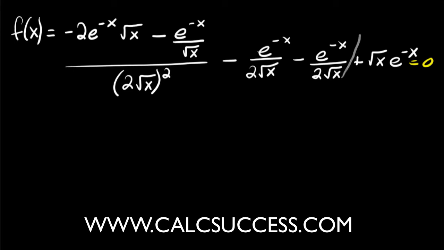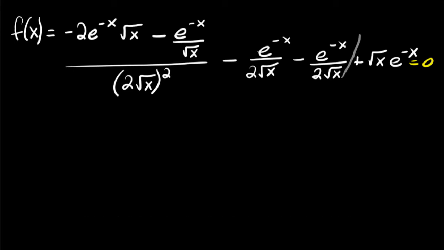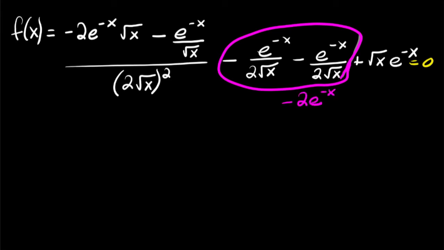Notice that these two right here, those guys are exactly the same. So I can combine these into negative 2 e to the negative x over 2 square root of x. And then you might have noticed, you can just divide the 2's and they go away, right? Okay. And then this guy, I can't really do much with, so I'm just going to leave it alone.